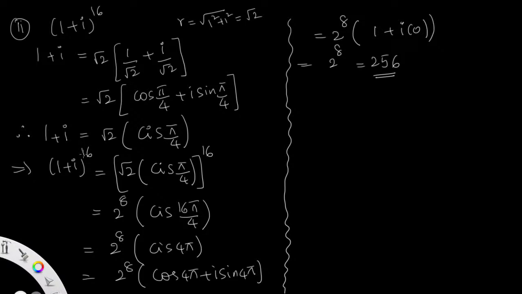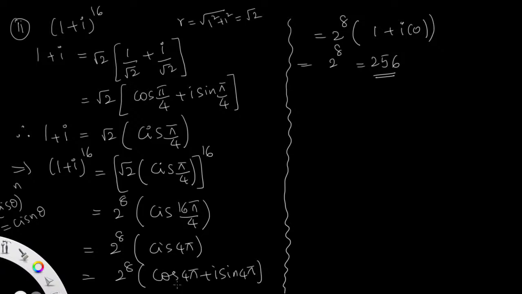Then 1 plus i whole to the power of 16, it is given in the question that the power is raised to 16. So root 2 is 2 power 1 by 2, and with 16 it becomes 2 power 8, joined with its argument. Why? Because it is the formula for cis theta whole to the power of n, which is nothing but cis n theta. So joined with its argument, 16 pi by 4 is cis 4 pi.